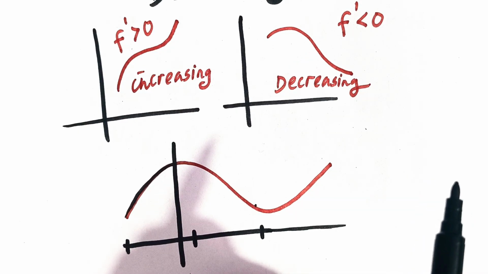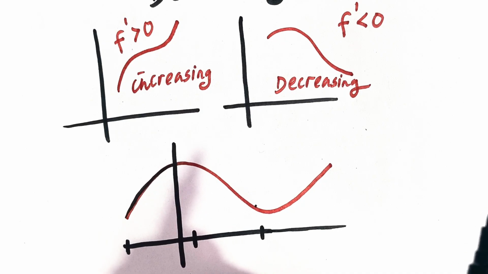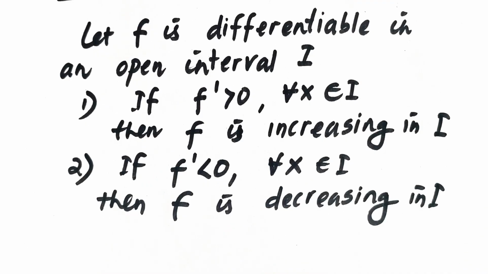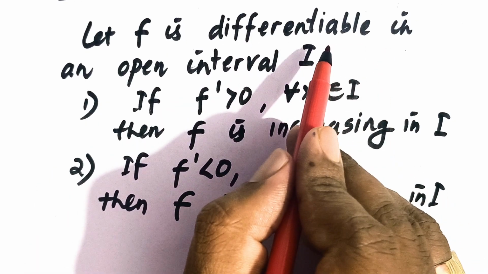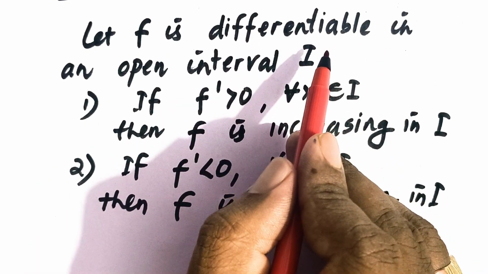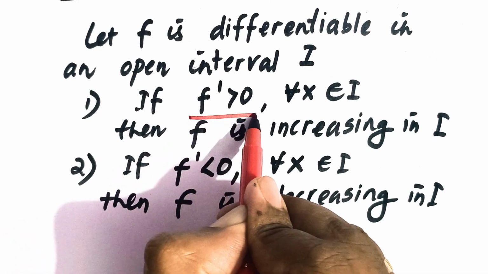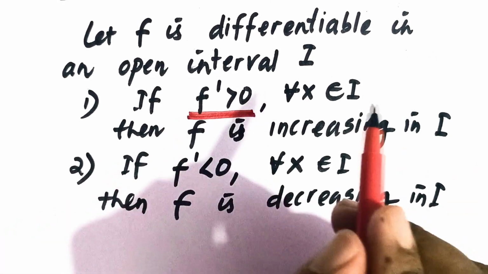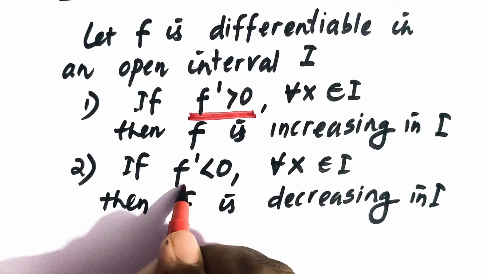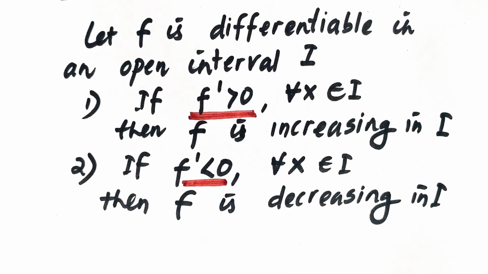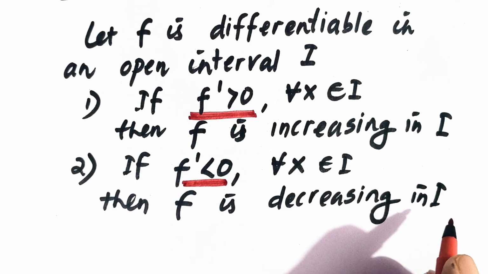Now let's write the precise definitions and then proceed to some of the questions involving increasing and decreasing of a function. We have a function f which is differentiable. That means we have its first derivative in some interval I. If its derivative is positive in that interval, for all x in that interval, then f is increasing in that interval. And if its derivative is less than 0, that means negative, then f is decreasing in that interval.